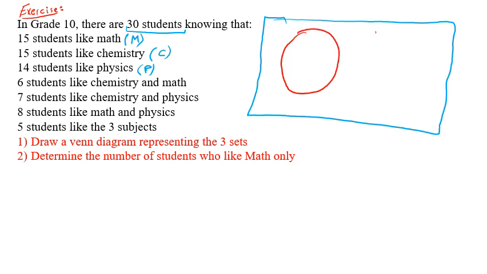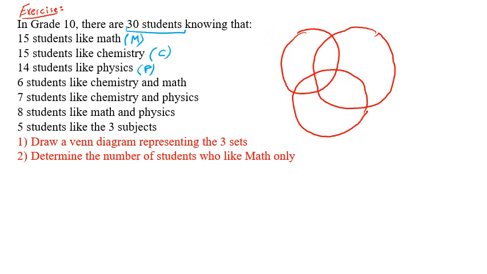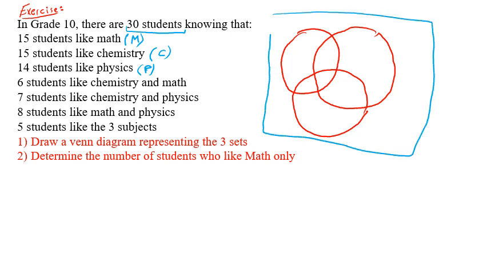This is the first one. This is the second one, and here we have the third one. Let's name them. These are all the students in these sets. First set is the math. Here we have the math, here we have the chemistry, and the last one is the physics.